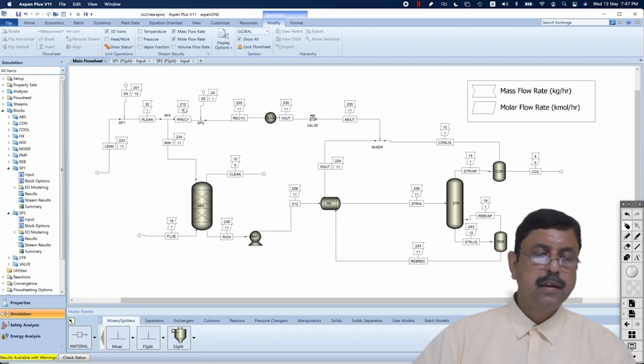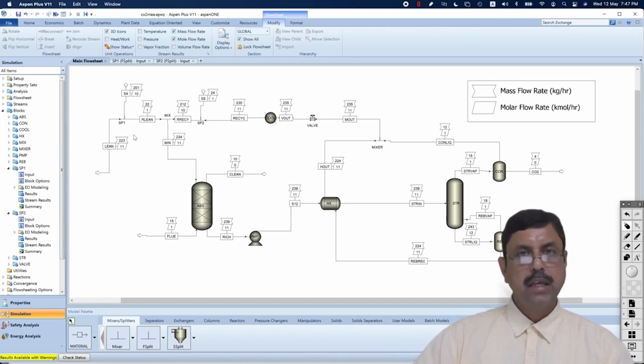Now you can see out of 235 kg per hour of recycle stream, we are using 212 kg per hour. Only 22 kg per hour of fresh amine we are using, and 24 kg per hour of the recycle we are just throwing it back.